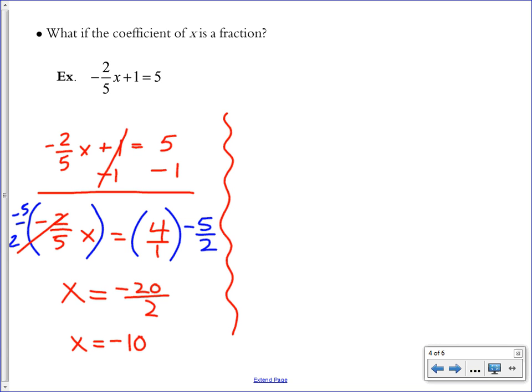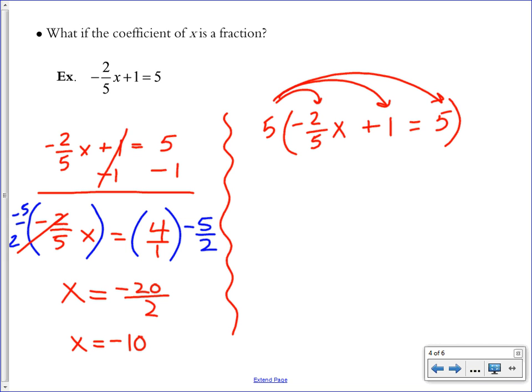Another option for solving equations that have fractions is to get rid of the fraction in the first step. And this is an especially good option if there are many fractions in the same equation. To get rid of the fraction from the entire equation, what you should do is take the denominator of that fraction, which is 5, and distribute it through the entire equation. You are allowed to do this as long as you multiply everything in the equation by the same value. The equation still remains true.